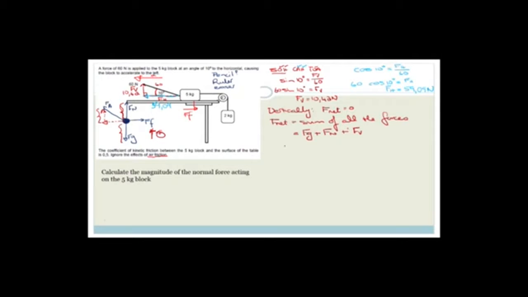So we've got F net, which is zero, is the force of gravity, which is going to be minus, because it's negative, the mass of the object, which is 5, times by 9.8, plus Fn, plus, what is the vertical component? The vertical component of the applied force is 10.42. So do you agree then? I can say that minus Fn is going to be minus 5 times 9.8 plus 10.42. All I've done is taken this Fn and taken it to the other side.